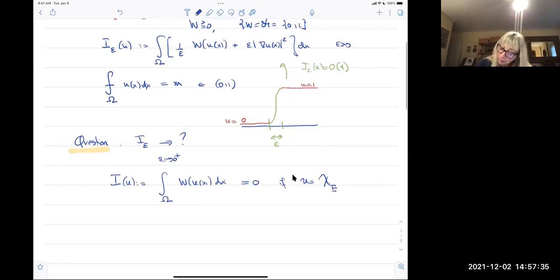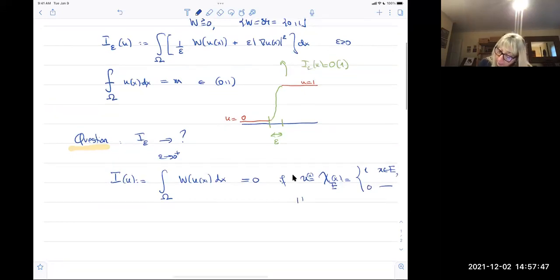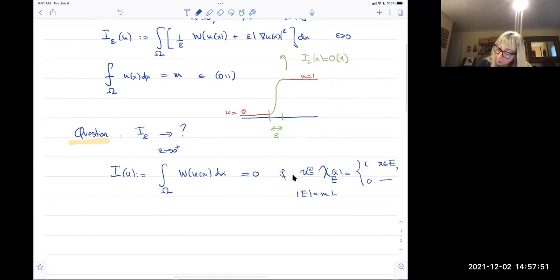So that's, as you know, just 1 if x is in E and 0 otherwise, provided that E has the right measure, which should be m times the measure of Omega. Omega here is the container, an open bounded domain, nice domain.